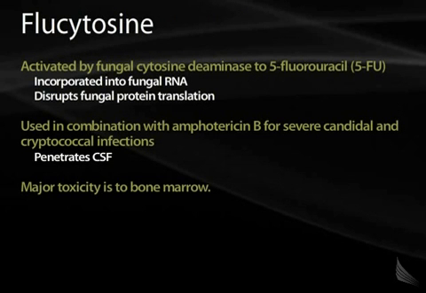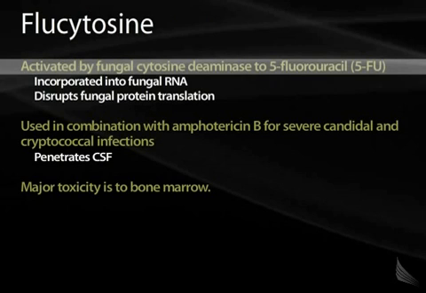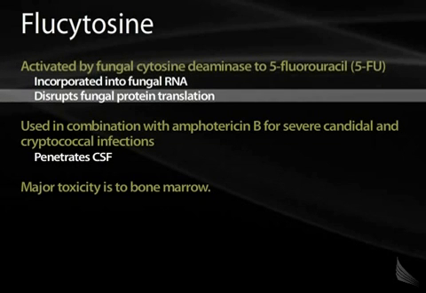Flucytosine is another antifungal that is activated by cytosine deaminase, which is an enzyme inside the fungi, to 5-fluorouracil. 5-fluorouracil, as you know, is a chemotherapy agent, but it also can be used to kill fungal cells. It is incorporated into fungal RNA and disrupts protein translation.